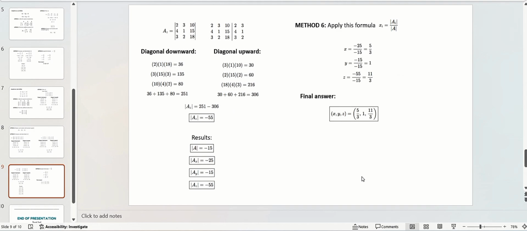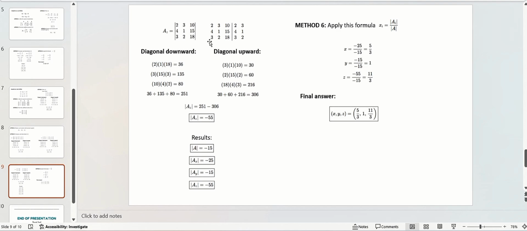So, the last one is to find the determinant of A sub z. So, again, ato gyapong gigamit ang Sarrus' rule, which is to replace the third column into constant value. And then, atong i-copy ang first two columns sa right side. And then, apply the diagonal downward and upward to multiply it. 2 times 1 times 18 is equal to 36. 3 times 15 times 3 is equal to 135. And 10 times 4 times 2 is equal to 80. I-add na po nato siya to get 251.